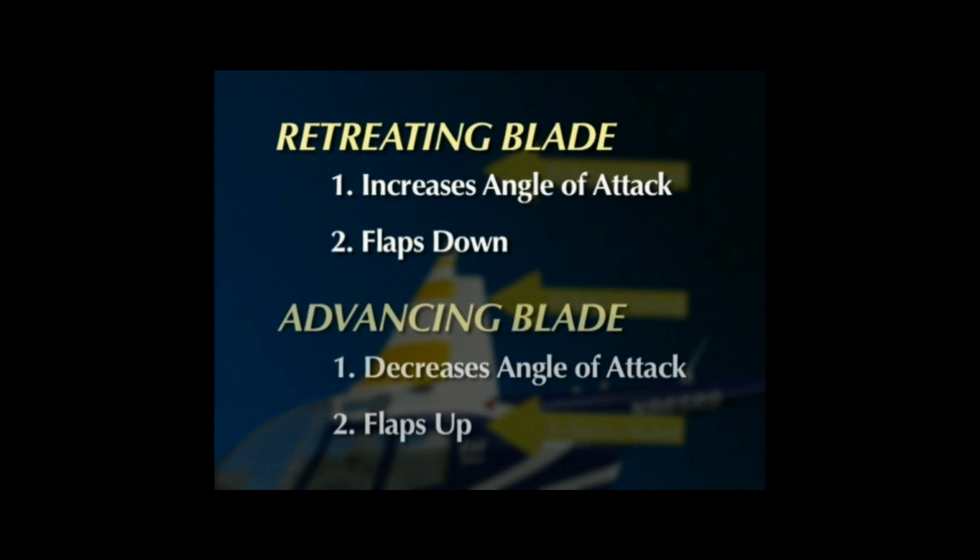At the same time, the advancing blade decreases its angle of attack and flaps up for decreased lift. Both of these actions help to equalize lift over the rotor disc and compensate for dissymmetry of lift.